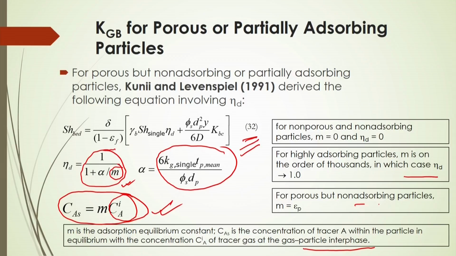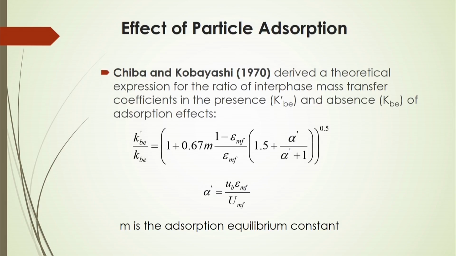For porous but non-adsorbing particles, m should be equal to epsilon p. So, after substituting this eta d and m value for different operating conditions, you will be able to calculate the mass transfer coefficient, whether the particles adsorb the component, do not adsorb it, or partially adsorb it, and whether they are porous or non-porous. So, equation 32 you can finally use as your mass transfer expression in the fluidized bed to predict the mass transfer coefficient inside the bed.